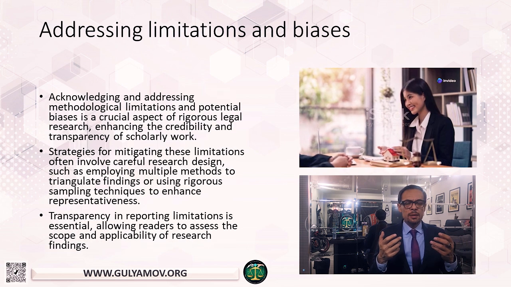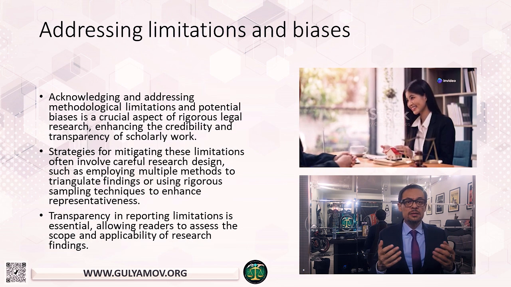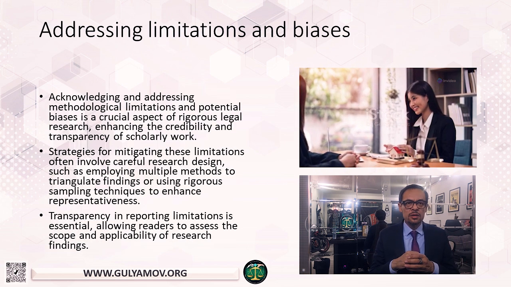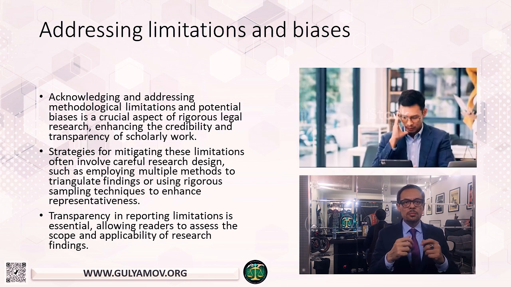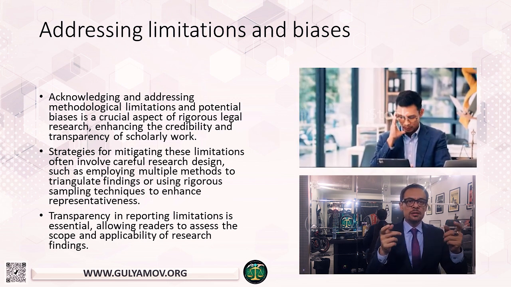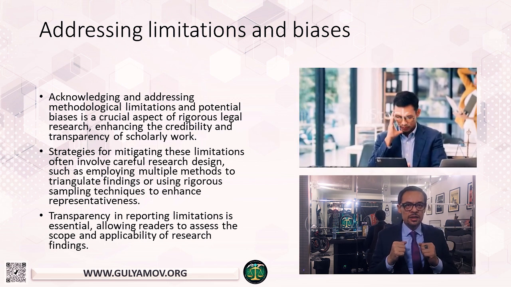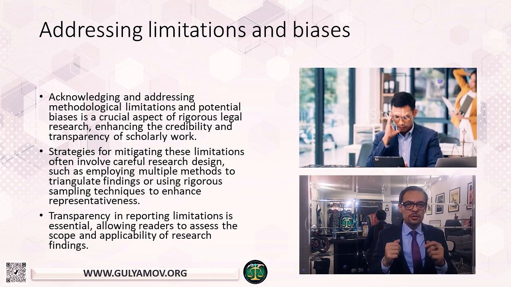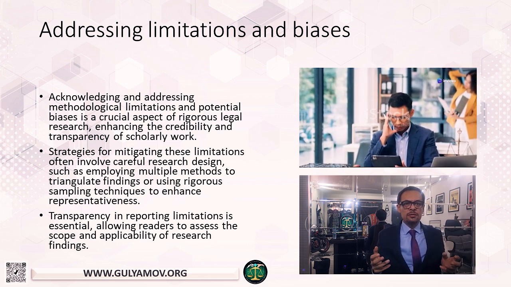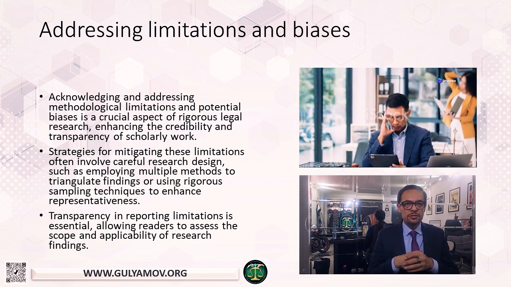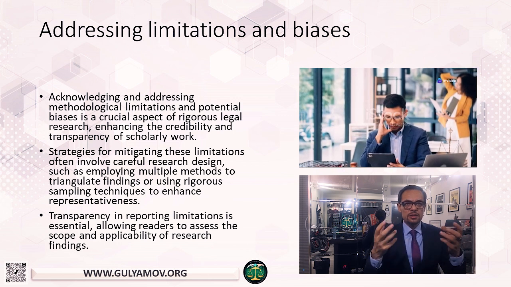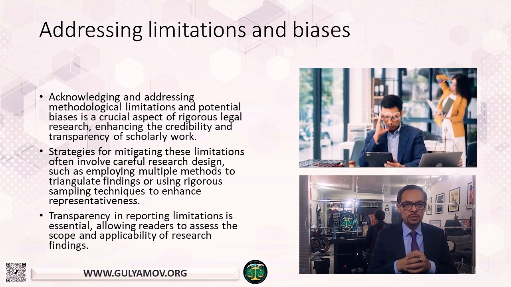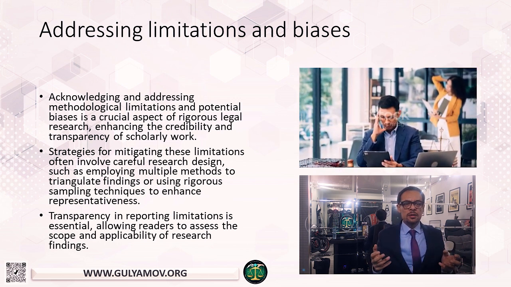Addressing limitations and biases. This slide shows that acknowledging and addressing methodological limitations and potential biases is a crucial aspect of rigorous legal research, enhancing the credibility and transparency of scholarly work. Researchers must critically examine their chosen methods to identify inherent limitations and potential sources of bias, whether arising from data collection techniques, analytical approaches, or the researcher's own positionality.